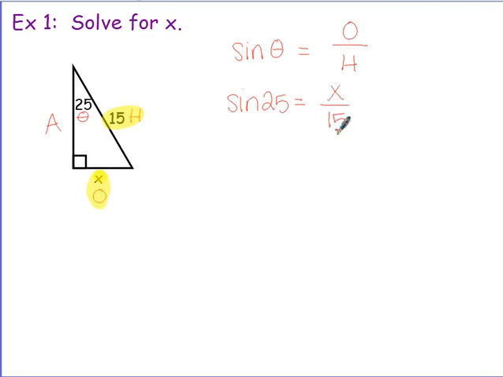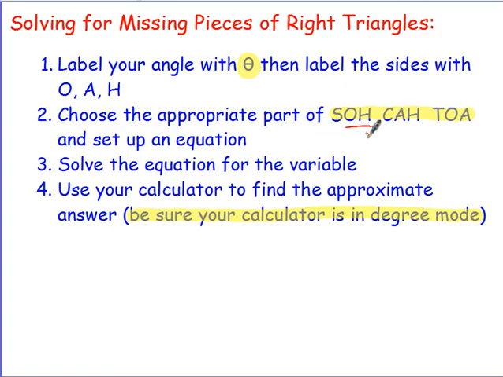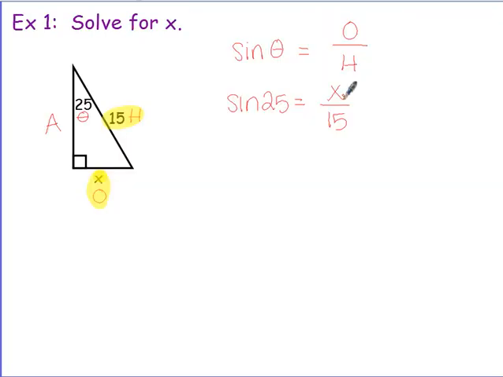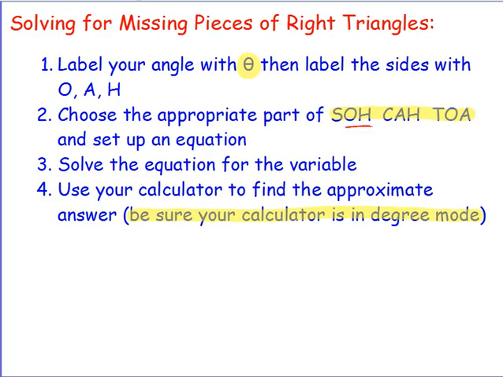So that is step number 2. We chose the appropriate part of SOHCAHTOA and we set up an equation. Now step 3, we need to actually solve the equation for our variable. We want x by itself. The only way to get x by itself is to get rid of this 15. And the opposite of division is multiplying by 15 on both sides. Those will cancel. This is just going to stay right now, 15 sine of 25 equals x. So we now have x by itself.